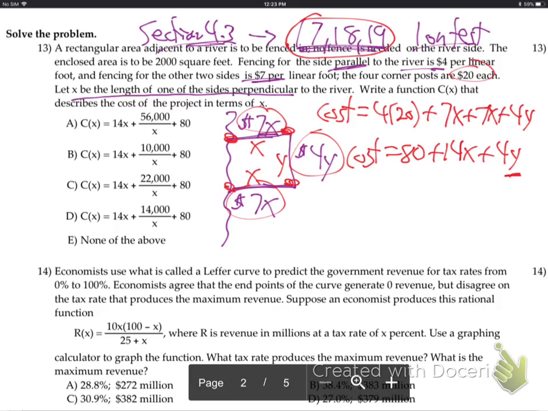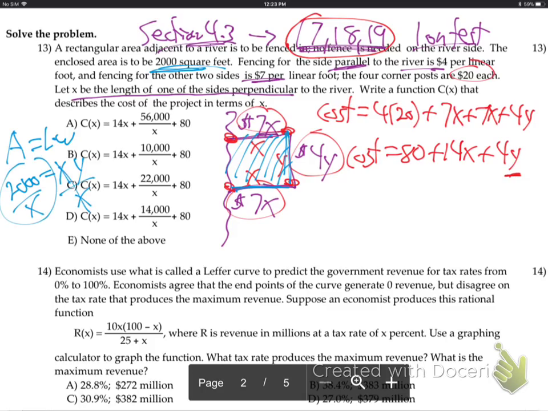What's my second equation on this one? What other fact have I not used? 2,000 square feet. That's the area. How do you find the area inside of a rectangle? Length times width, right? One side times the other. So the area, 2,000, is x times y. x times y is 2,000. Is that good for the other equation? So what are we going to do with that? I'm going to solve for y and plug in. So divide by x. So y is 2,000 over x. Put it in right there.